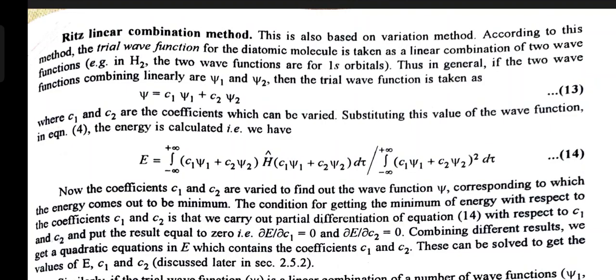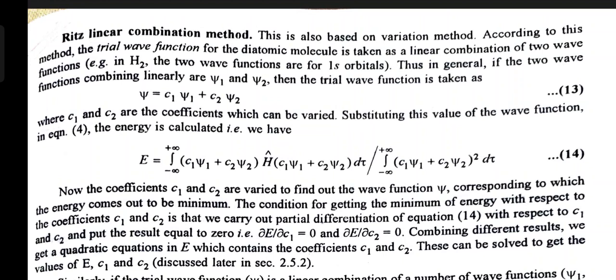Ritz's linear combination method is also based on the variation method. According to this method, the trial wave function for a diatomic molecule is taken as a linear combination of two wave functions. For example, in H2, the two wave functions are of 1s orbitals. Thus, in general, if the two wave functions combining linearly are psi1 and psi2, then the trial wave function is taken as psi equals c1 psi1 plus c2 psi2, which is the 13th equation, where c1 and c2 are the coefficients which can be varied.